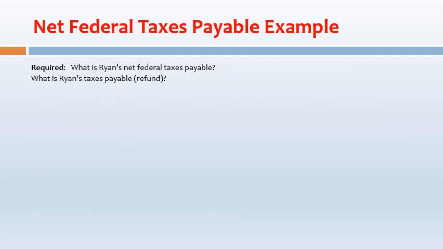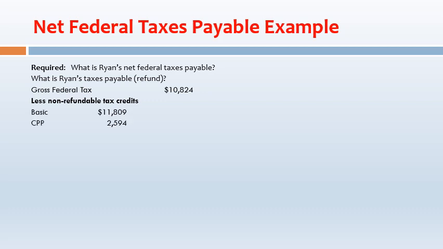So let's utilize the information in this narrative to determine what Ryan's net federal taxes payable is, and then figure out if I have some kind of a refund or not. So we will start with the gross federal tax that is calculated on taxable income. So here it happens to be this amount. We are now going to deduct our non-refundable tax credits, and they are the basic personal tax credit listed here. We've got the maximum CPP credit for the year.